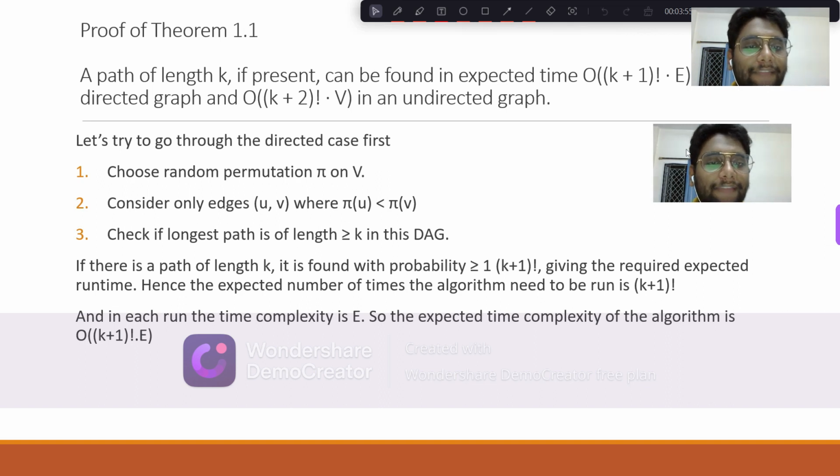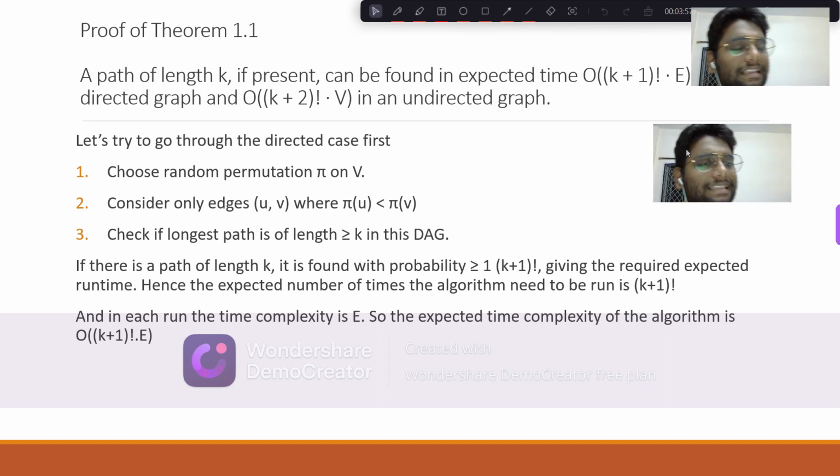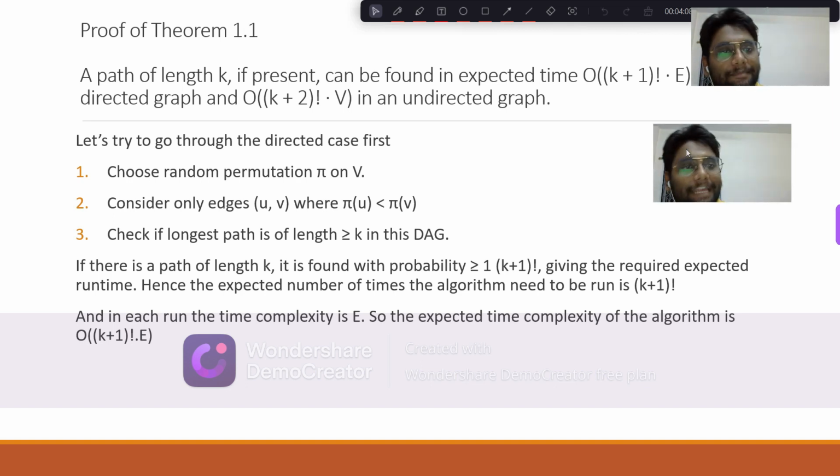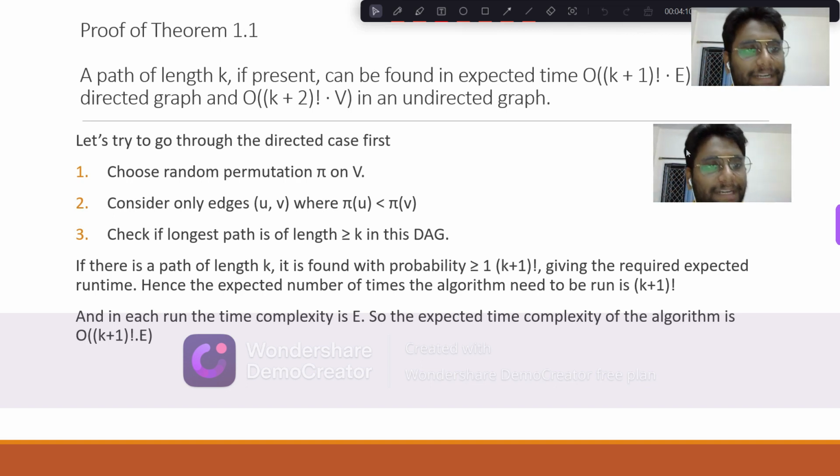So the expected number of times we have to run the algorithm is (k+1)!, and as in each run we have to iterate over all the edges at least once, its expected runtime will be (k+1)! times E. The proof was pretty straightforward for random orientation, but we can see that (k+1)! is quite a huge number, and it blows up quickly as k grows. We'll see how we can improve upon this with the help of random coloring algorithms.